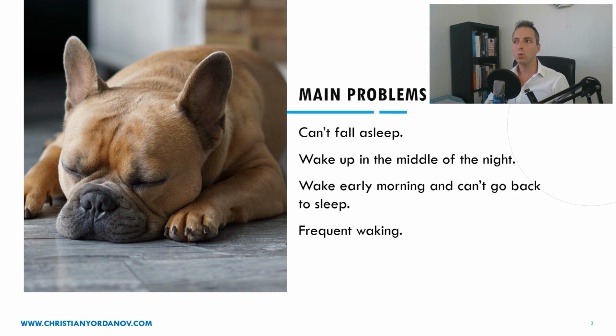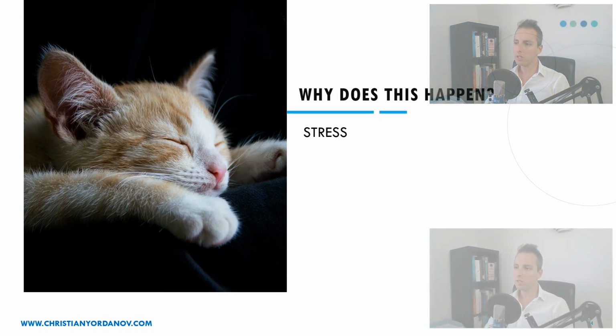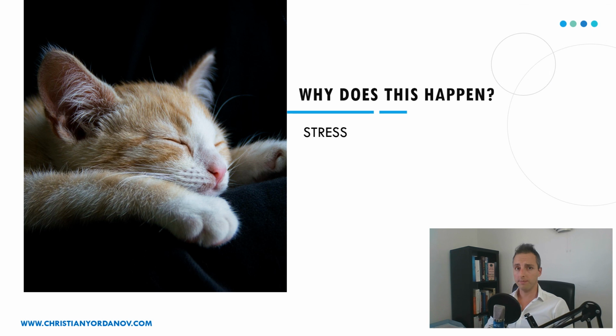So why do we get disturbed sleep? Stress is the number one cause, right? Stress can be external or internal. It can be overt or hidden. For example, if you have a fight with somebody, or if there's loud music or something like that, these are overt stresses that you can identify quite easily.